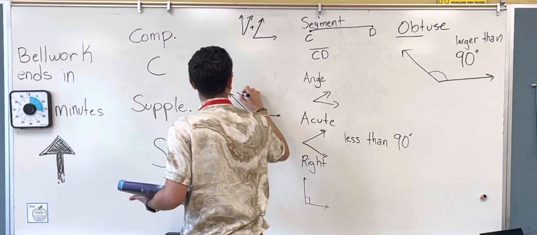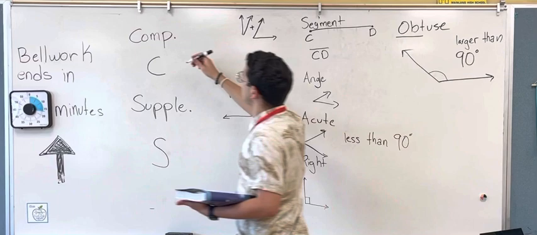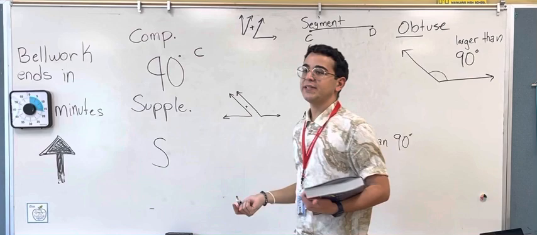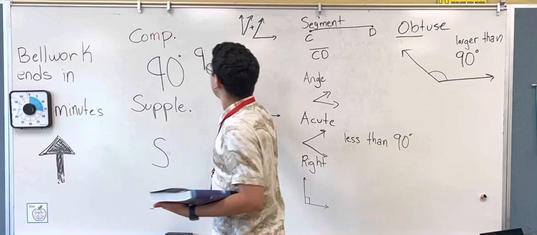Something like this. Complementary angles add up to form a 90 degree angle. Complementary, you're going to remember the C. When you see complementary, you're going to write one line down. That's a 9, isn't it? So you'll always remember it's 90 degrees.